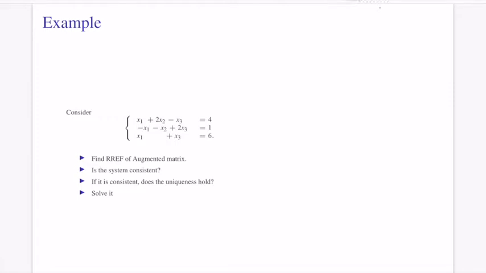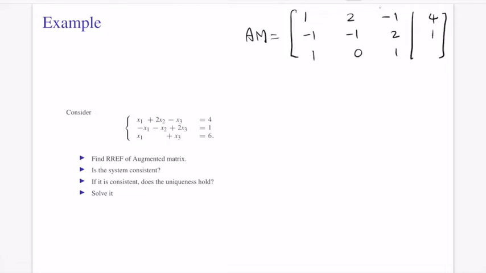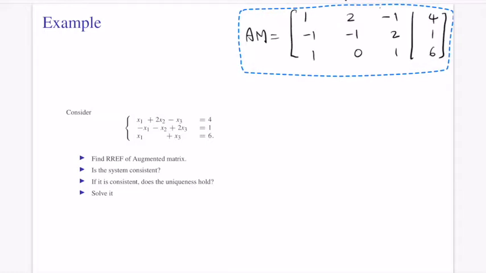So we first start with the augmented matrix, which can be written as 1, 2, -1, 4. Just pull out all the coefficients. -1, -1, 2, 1, and 1, 0, 1, 6. I need more space for the computation. So I'm going to copy and paste it to the next page.